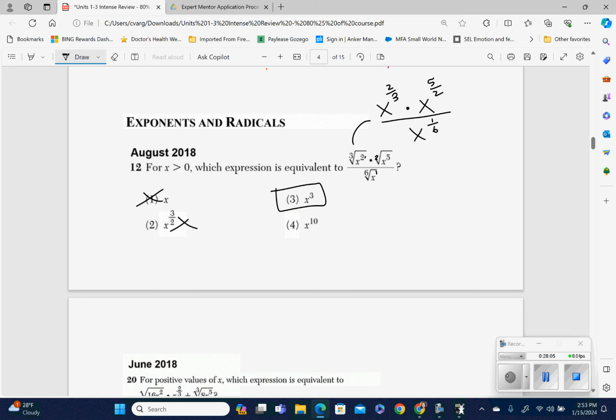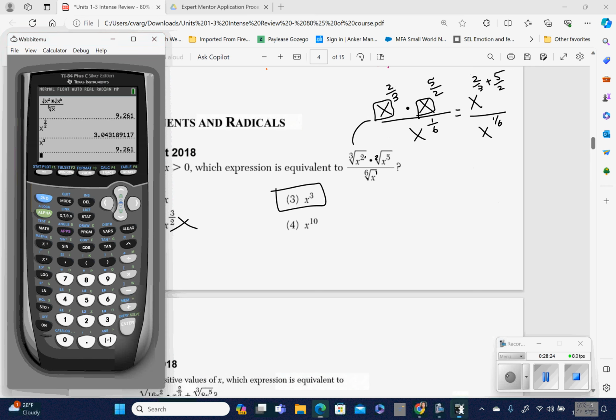When I multiply with the same base, I take my exponents and I'm going to add them. So x to the 2/3 plus 5 halves, all over x to the 1/6. So I take my calculator. Let's clear what's there. So I'm going to put 2/3, alpha y equals, option number 1. There's a 2 on top, 3 on the bottom.